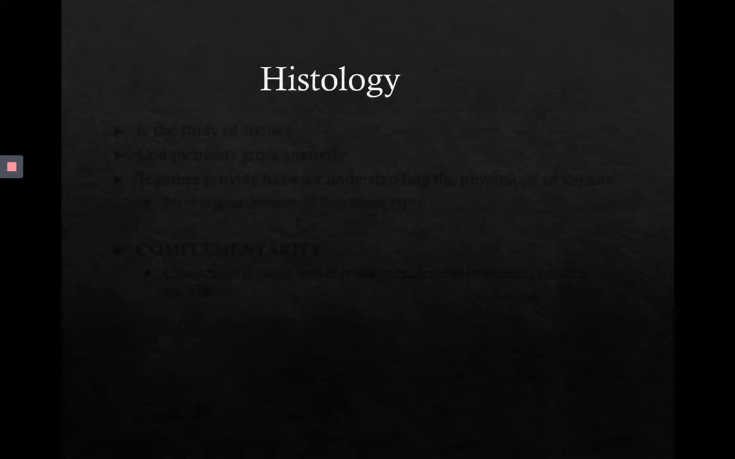So first let's talk about histology. What is histology? Very simply, it's the study of tissues. So histology is the study of tissues, just like cytology is the study of cells. This is made up of the prefix histo and the suffix ology, and that suffix ology always means the study of.